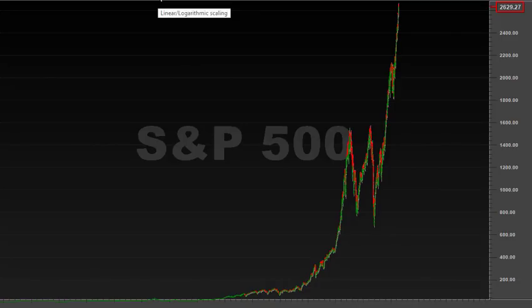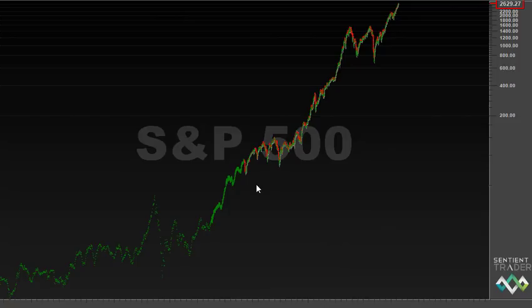And that's because in a linear scale, equal increments of the y-axis are equal movements in price. And when you're looking at a very long-term chart, you need to be looking at logarithmic scaling, of course, where equal increments on the y-axis represent equal percentage moves, which is a much more realistic way of looking at long-term data.